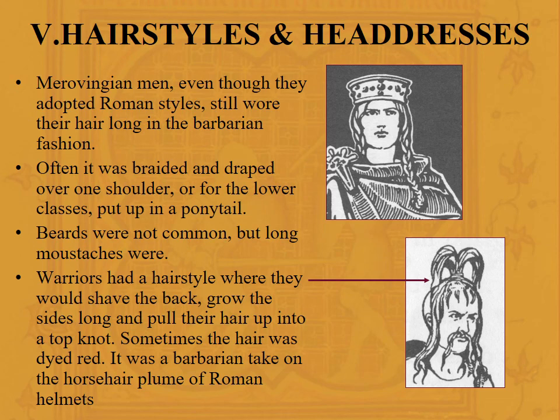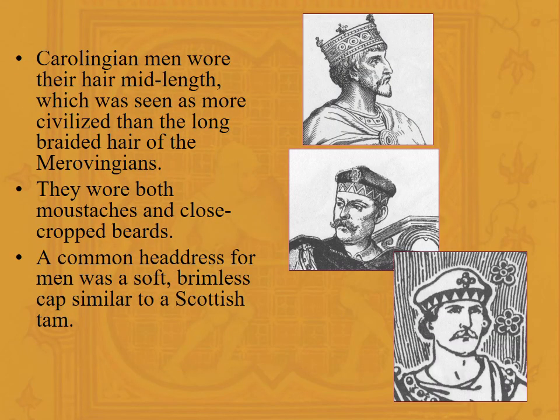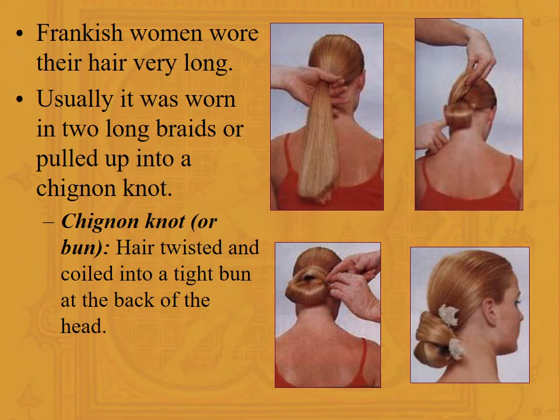This was from the barbarians. Or this was a barbarian take on the horsehair plume of Roman helmets, supposed to make you look fierce in battle. Not much to say here. You can see some common Frankish caps, sort of like a tam, a Scottish tam.